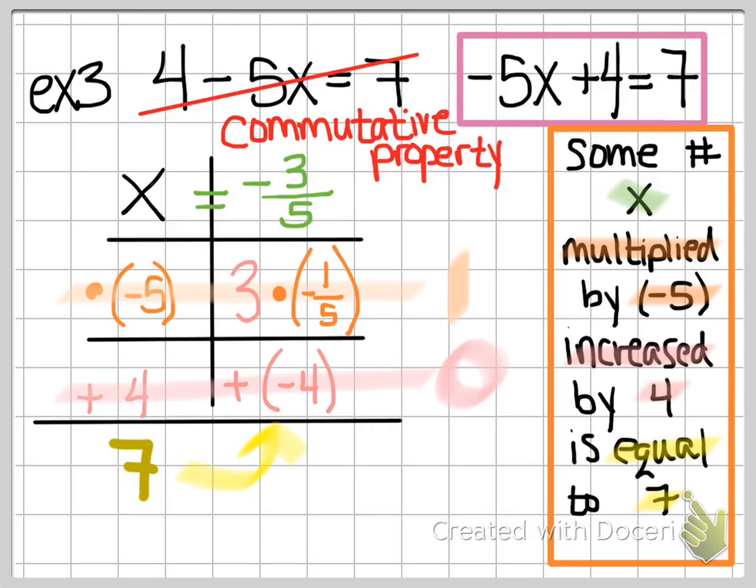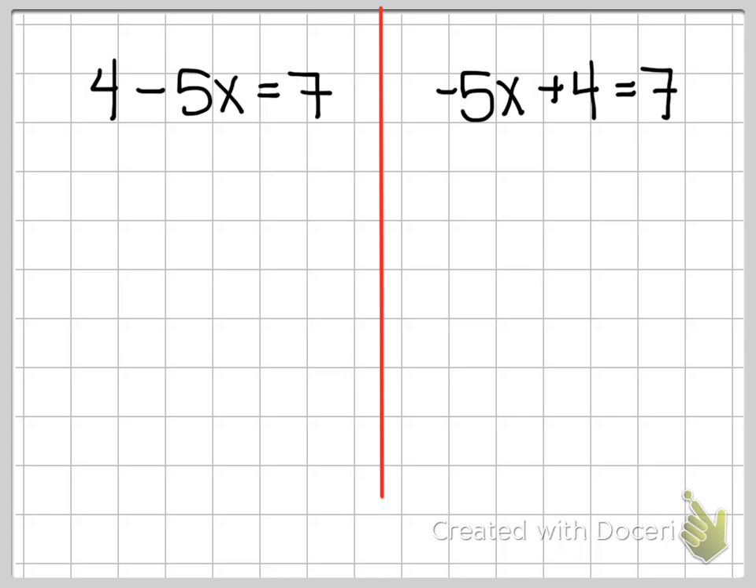So now that we have a solution, we have to check it. And you know what? Let's check it with both equations to see if the commutative property holds. So you can see that we took both equations and we're going to start on the left side. And we're going to replace our variable with our solution. 4 take away 5 times negative 3/5 is equal to 7.